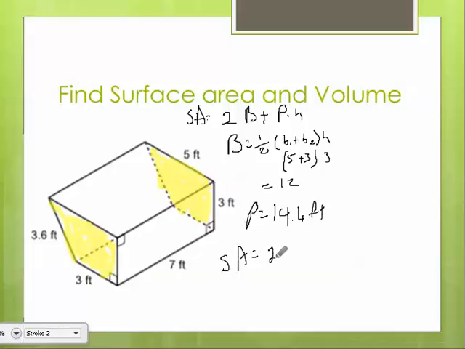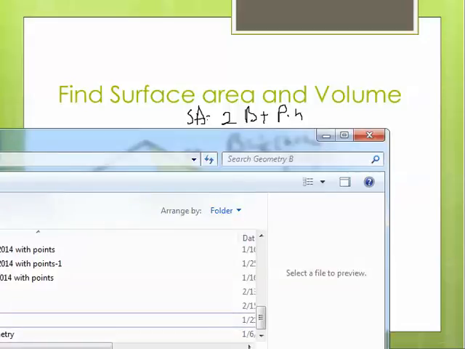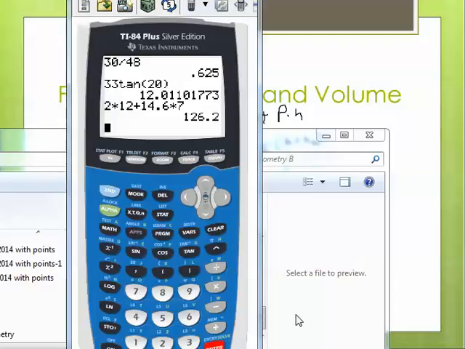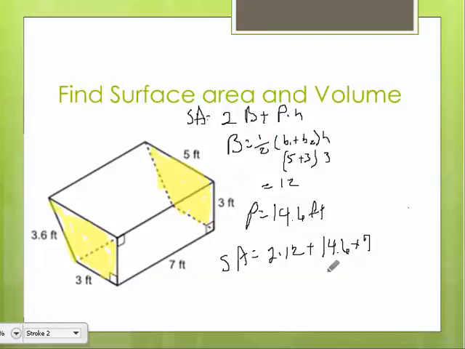So I can find my surface area. It's going to be 2 times 12 plus 14.6 times 7. I'm not real good with my 14.6s, so I'm going to actually have my calculator here, and I'm going to say 2 times 12 plus 14.6 times 7, and I get 126.2 feet squared.